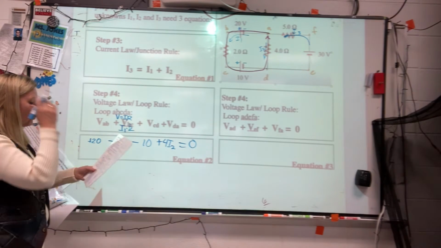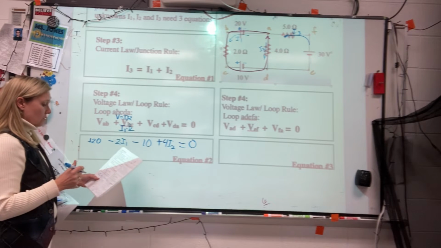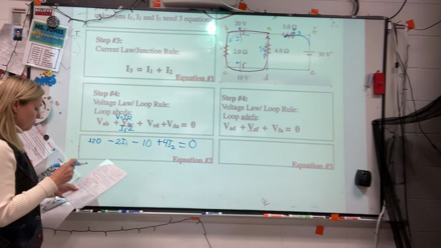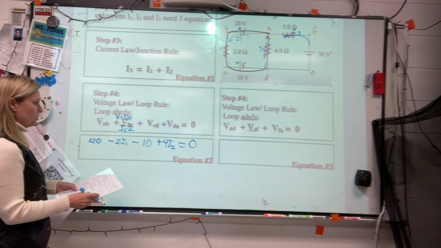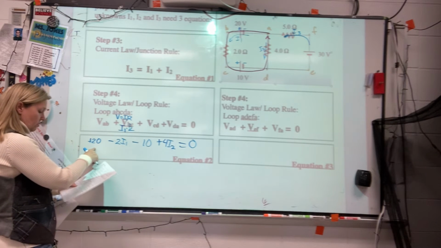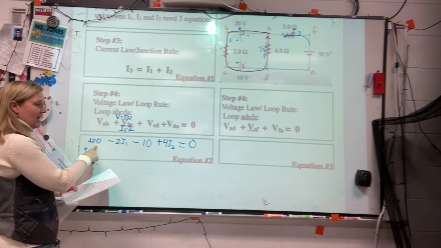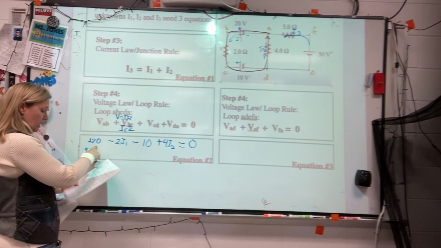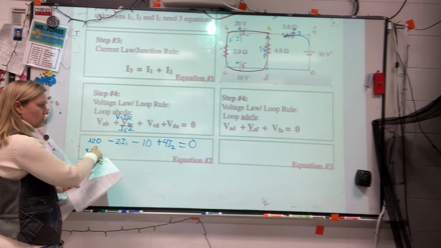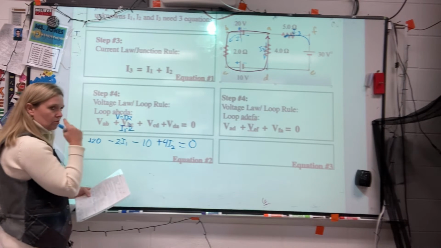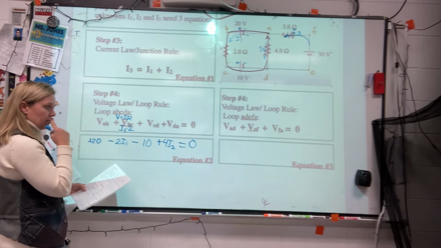Now, we can rearrange this formula. Can we put some stuff together? This will be our base equation. Can we put these two together? So we have 10. I'm going to rearrange this so it solves for I2, just because it's going to help us later.